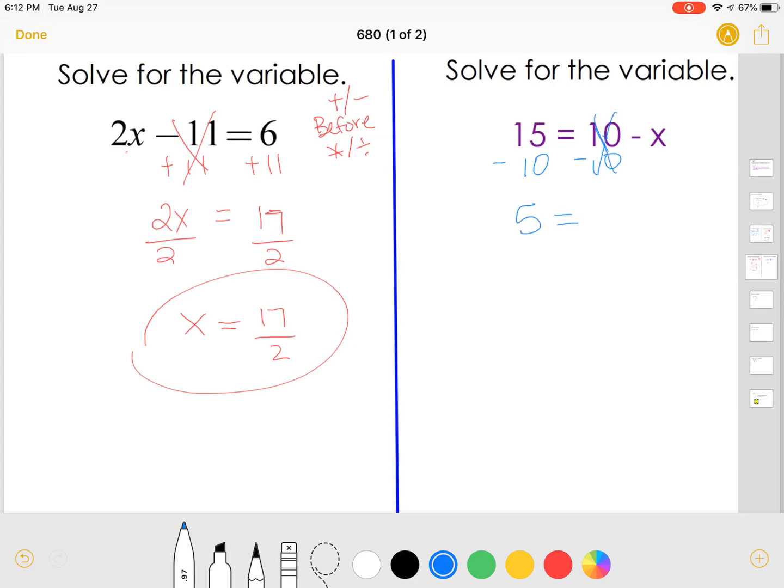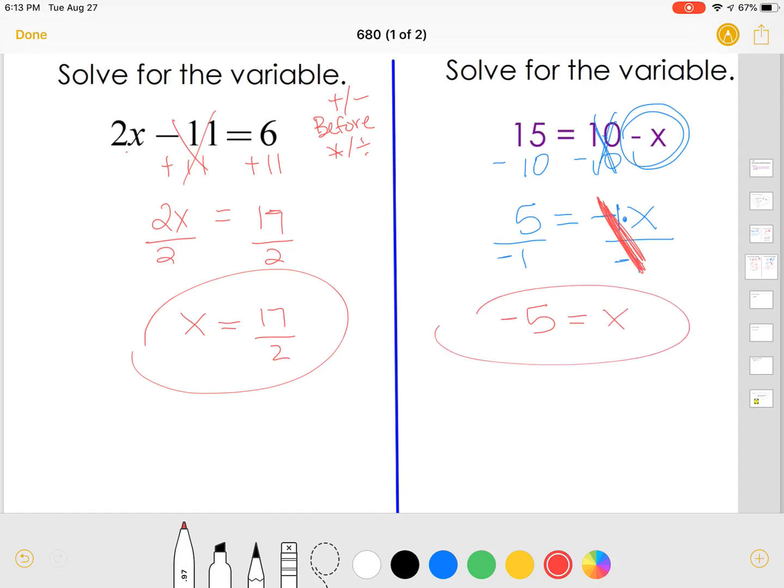Well, this is equal to a -x. Well, notice how -x is not the same as just regular x. So since we have a -x, it's kind of like having -1 times x. So in order to get x by itself, or to isolate x, we should divide. Well, that way these negatives are gone, and 5 divided by -1 is -5. And that is our final answer.